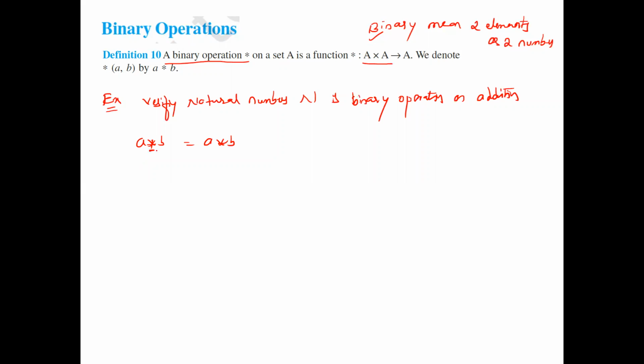A star means what is your star operation? Nothing but addition here. A star B equal to A plus B. Okay, A plus B means now I have to take any two elements. For example, I'll take 2 star 5. 2 star 5 means what is the answer? 2 plus 5 is nothing but 7.